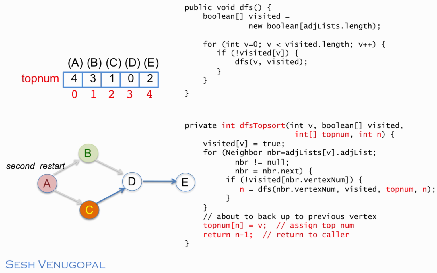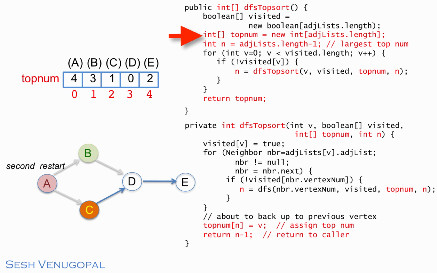We modify the DFS driver by setting up a topnum array, initializing n to the number of vertices minus 1, and appropriately changing the call to the recursive DFS topsort method. Finally, we return the computed topological sequence. Verify that when the DFS starts at C, E, D, and C will still get topological numbers 4, 3, and 2. The restart at B will assign number 1 to B, and the second restart at A will assign it the number 0. So the topological numbers are exactly the same as before.